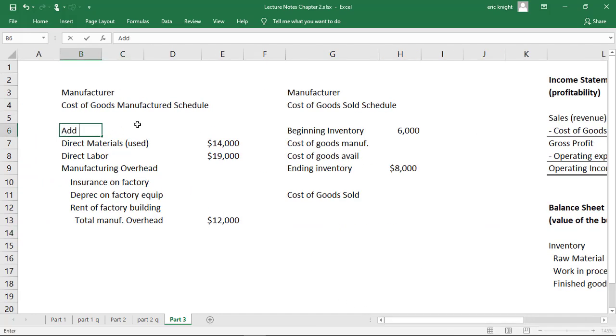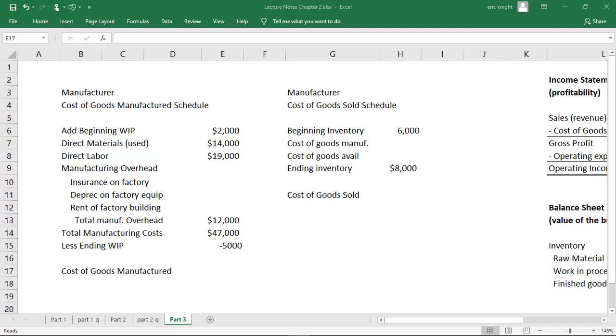So what we'll do is we'll add beginning work in process, and we'll subtract ending work in process. Okay, so what I did was I added the beginning work in process of $2,000, right? And then I added all of the costs: materials, labor, manufacturing overhead. That gives me my total manufacturing cost of $47,000, right? So from here down to here gives me $47,000, and this is my ending work in process of $5,000.